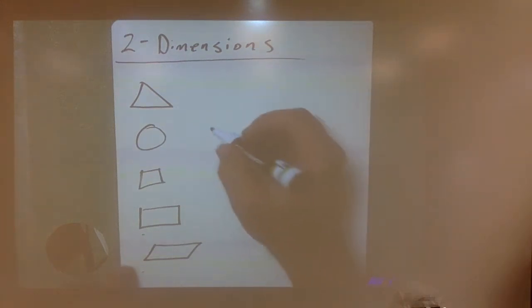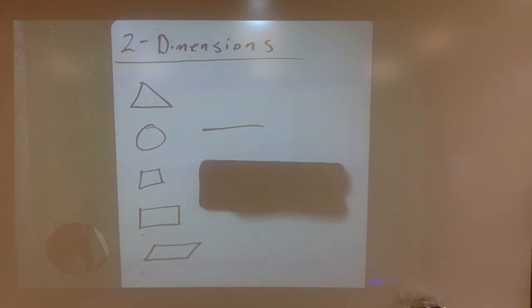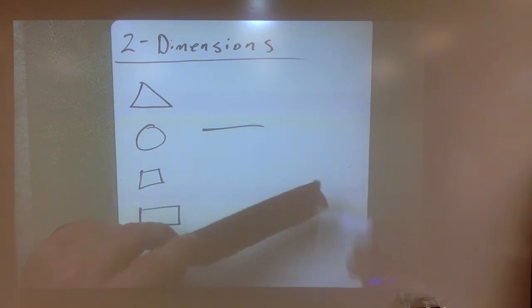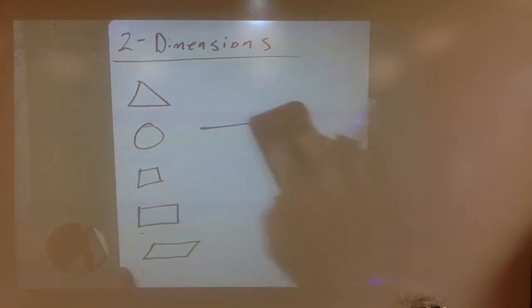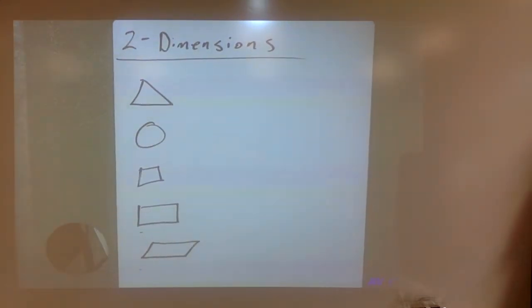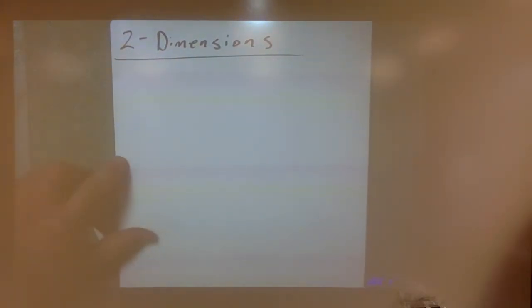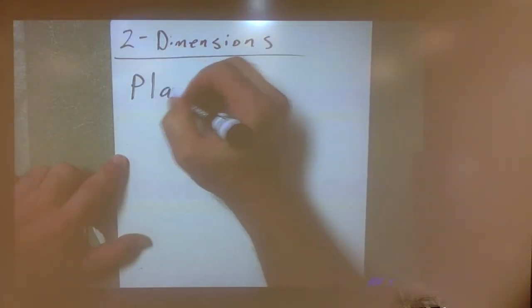It's not just like a line that only has length, and it's not like, say, this eraser that has length, width, and height to it. It comes up off of the slate. That'd be three dimensional, and that's what we're going to talk about tomorrow. So, two dimensional, there's a ton of two dimensional shapes that all fit into one general category, and that category or definition that we're going to use is called a plane.